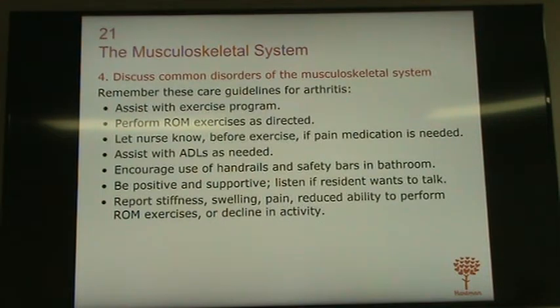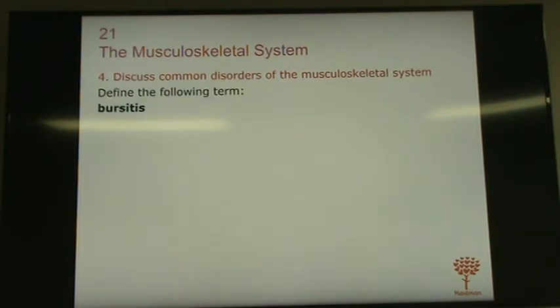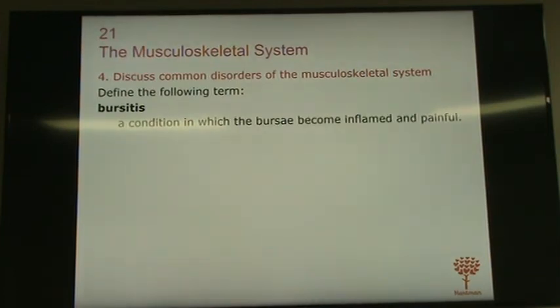But encourage them to exercise, because the more they exercise, it might be painful a little bit, but they're going to benefit more from exercising than not exercising. But assist them with activities of daily living if they cannot perform them. That bursa, I talked about the fluid that is in between joints. When it gets swollen, it's called bursitis, but you don't need to memorize that.